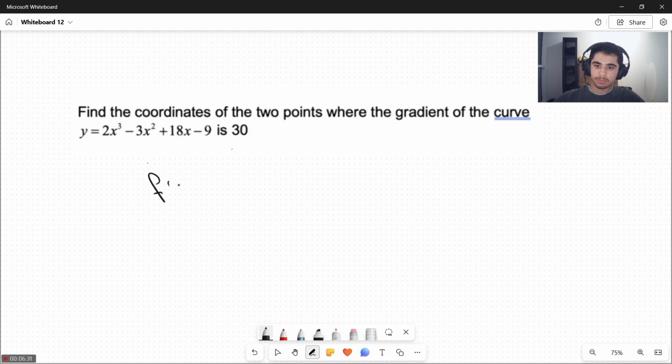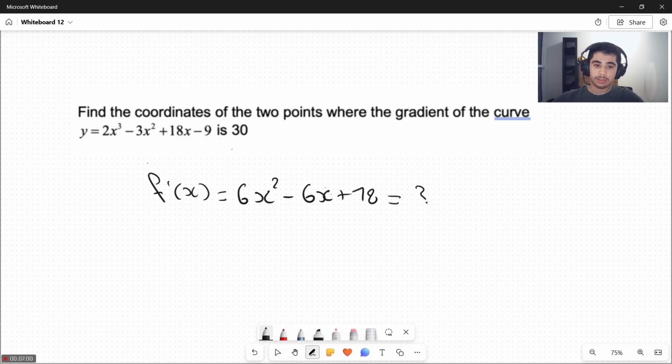So f'(x) equals 2 times 3, that's 6, x to the power of 3 minus 1, that's 2. Minus 3 times 2, that's 6 again, x to the power of 2 minus 1, that's just 1. And then plus 18. I told you what to do there. Don't forget. And minus 9, I also told you what to do there, so don't include it.